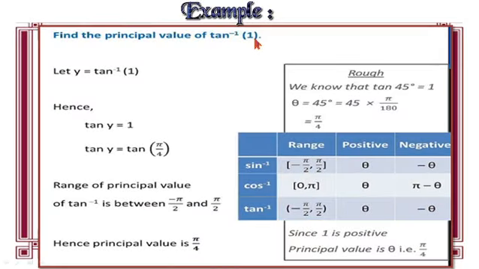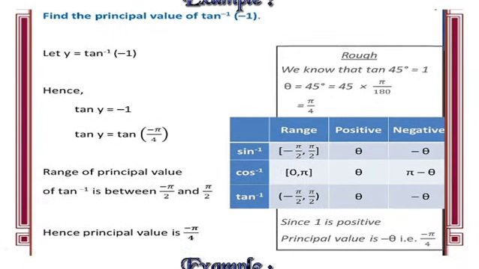Next is tan inverse 1. First of all, let's convert this 1 into tan 45 degree. Into radian it will be times pi by 180. It is pi by 4. Everybody knows it very well. Now tan inverse function and the angle is positive, so pi by 4 is the answer. And do we have pi by 4 in this range? Yes, we have. So this is the only answer.